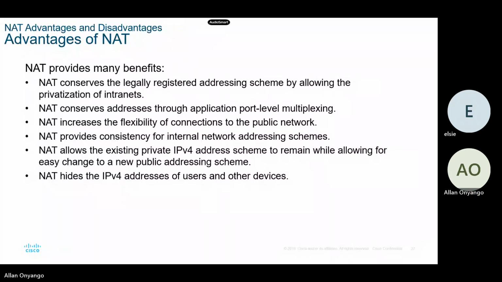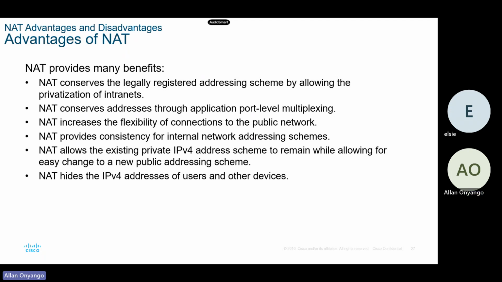Then NAT increases the flexibility of connections to the public internet. So we can have so many PCs using just one public IP, and that flexibility is very great. Consistency for internal network addressing schemes. We can have our private addresses, and they're connecting to the internet using just one public IP. So there's that consistency that we're having for the internal network addressing scheme.